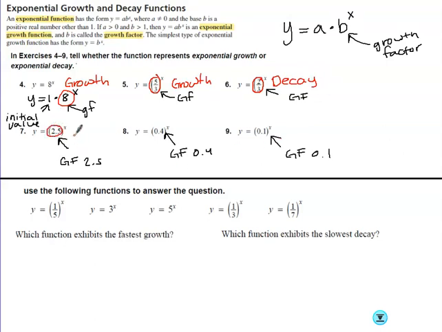Here I have 2.5, which is greater than 1, so this would be growth. 0.4 is less than 1, which would be decay. 0.1 is less than 1, so this would also be decay. Down below, take a moment to pause the video and try these couple on your own.